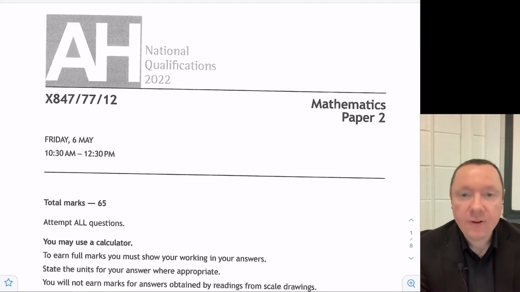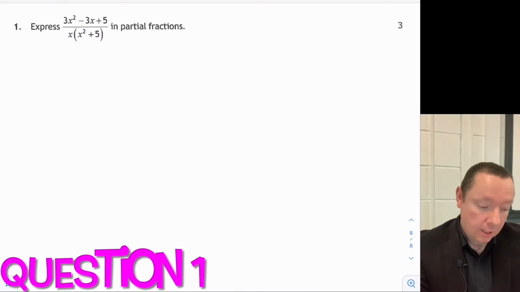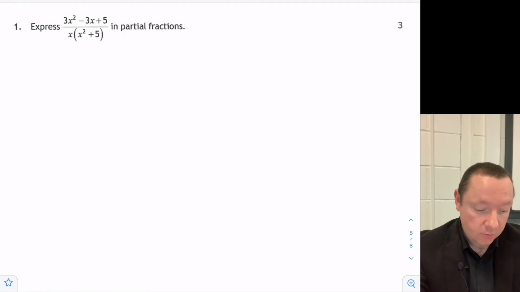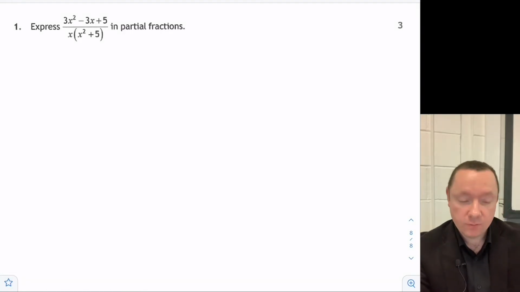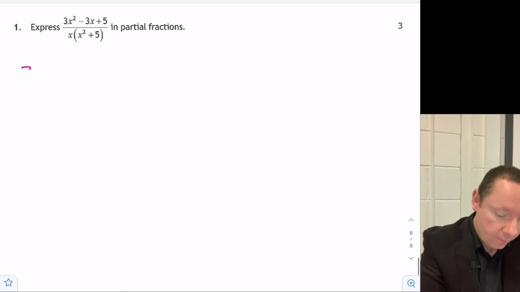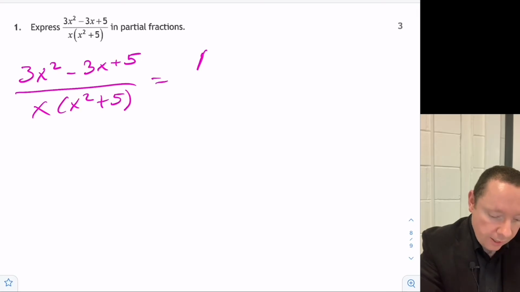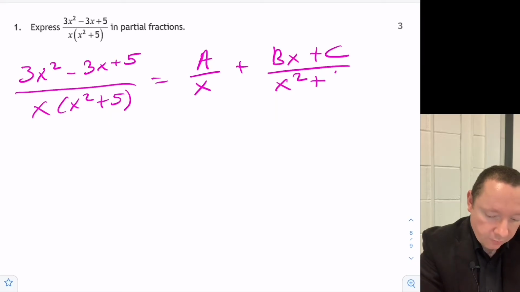Today we're going to be doing the Advanced Higher Maths 2022 exam paper, paper 2. Express in partial fractions (3x squared minus 3x plus 5) over x(x squared plus 5). So remember that means it must equal A over x plus (Bx plus C) over (x squared plus 5).